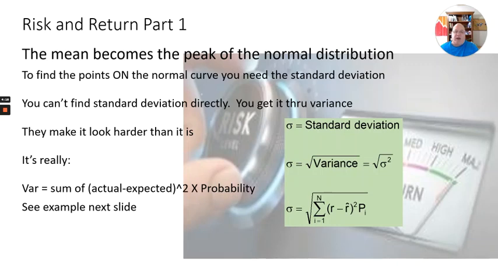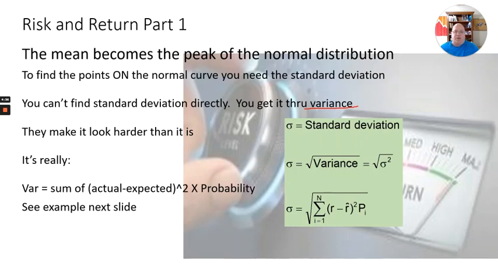So to find how flat that curve is, to find the variance out there, you need the standard deviation, and you have to get it through variance. You can't go to standard deviation directly. I know it looks like you can when you do it in Yahoo Finance, Excel and Yahoo Excel there.